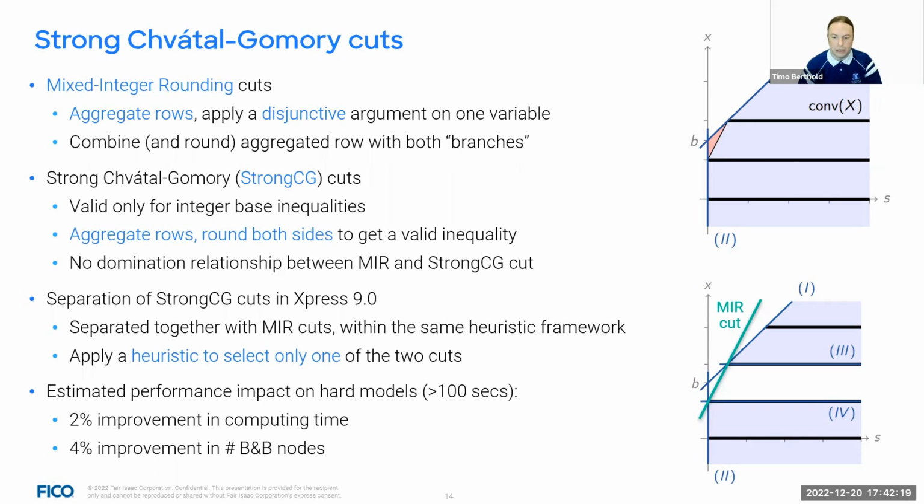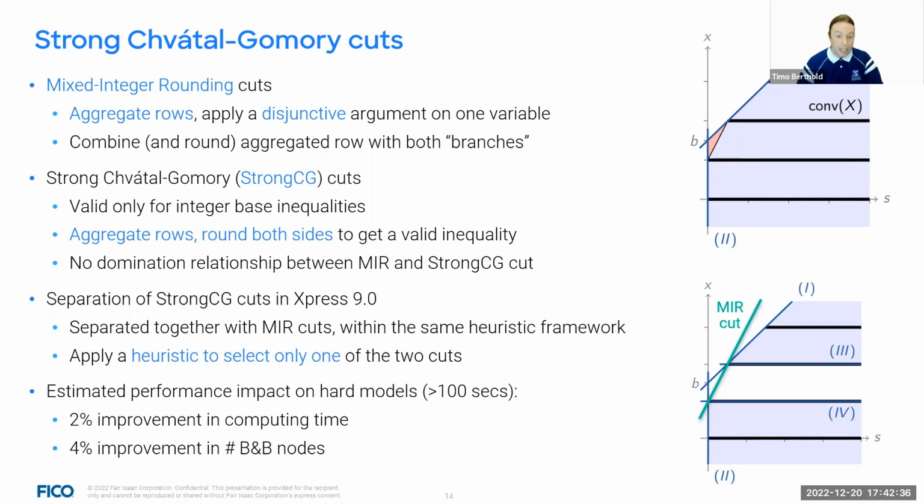So first, all fractional coefficients on the left-hand side of the aggregation get rounded down, and the fractional right-hand side gets rounded down, and this is your Chvátal-Gomory cut. I used to post a YouTube Shorts video on this earlier this year.